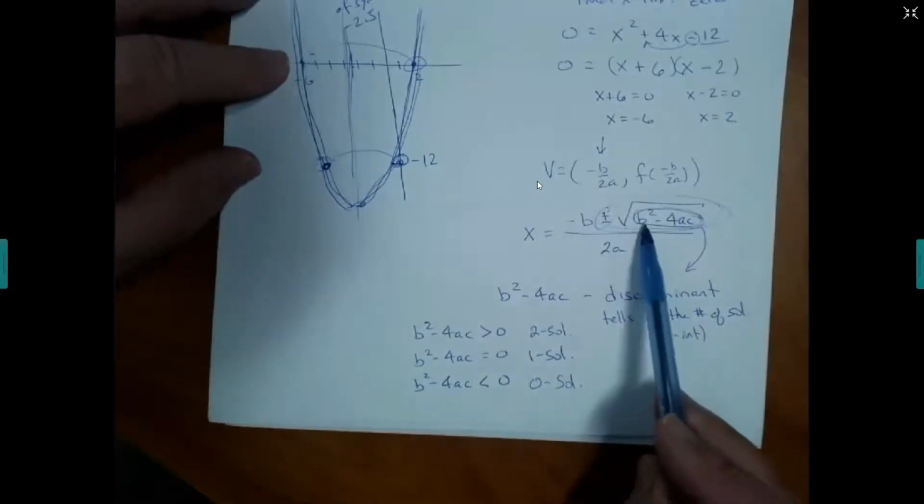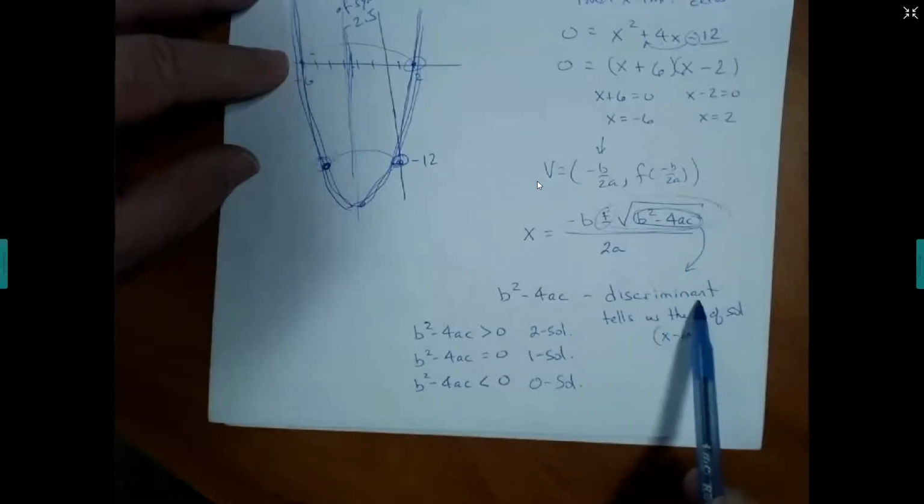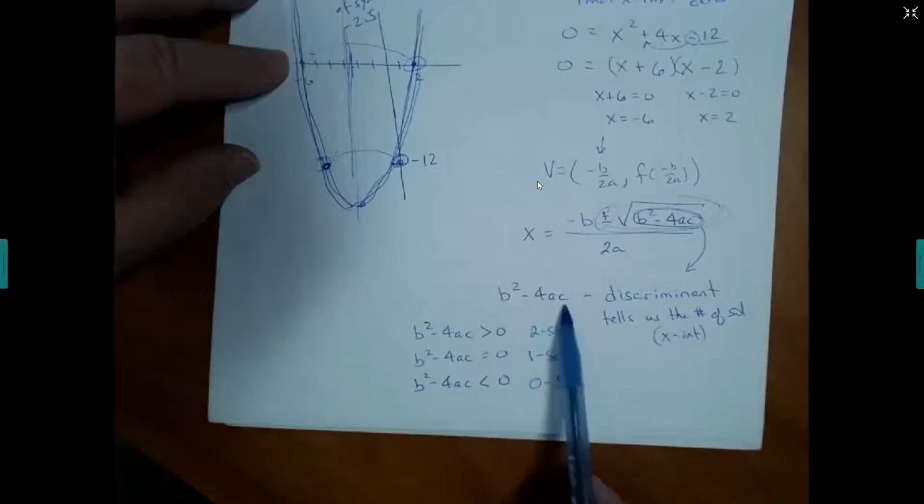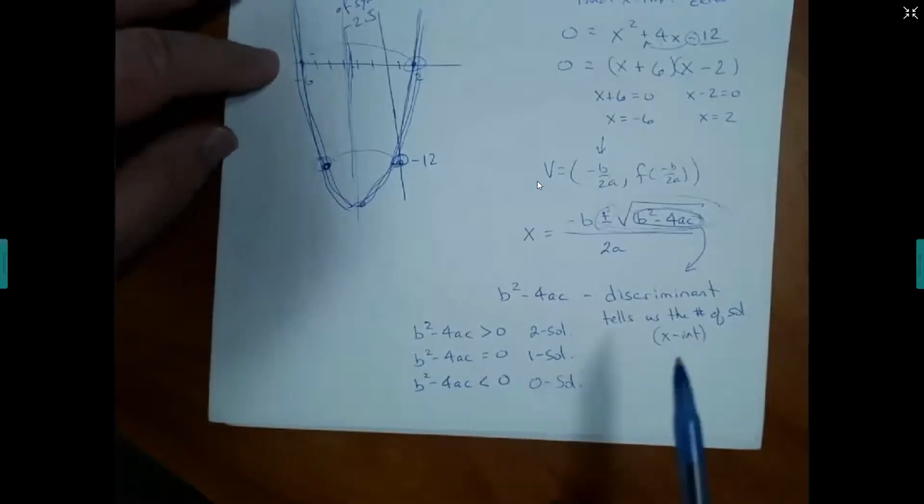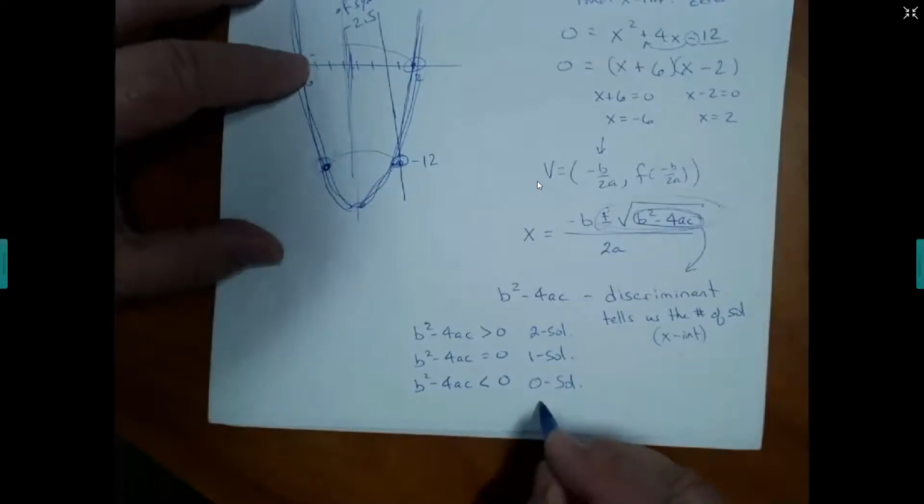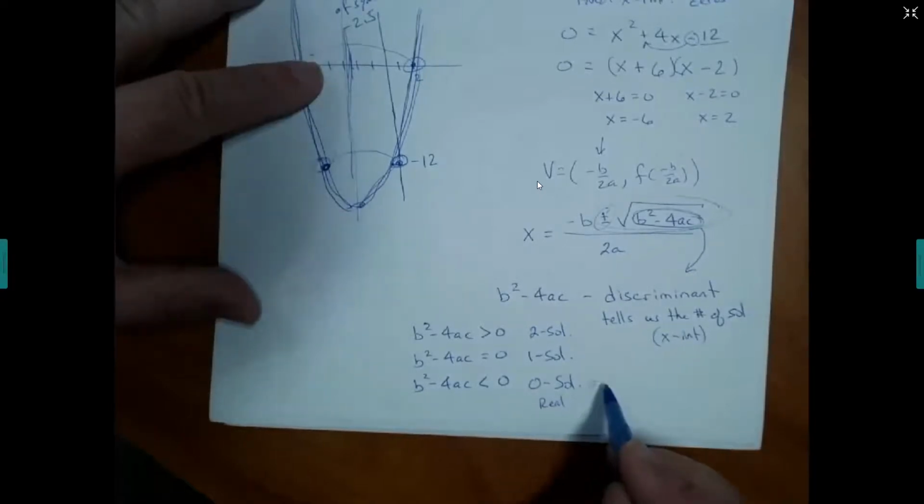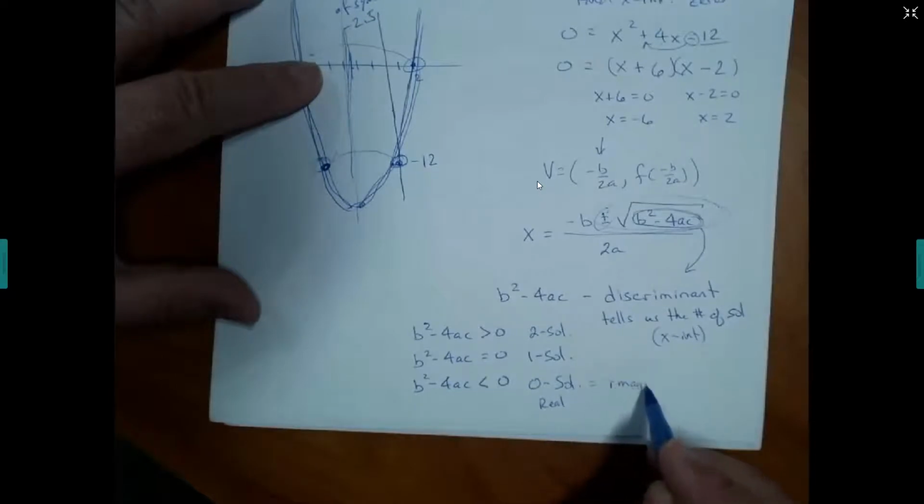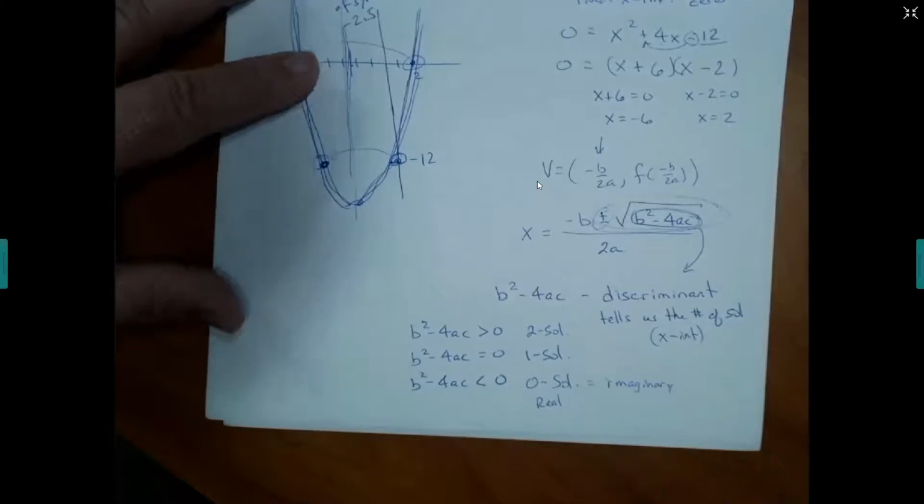So the part of the quadratic formula inside the radical is called the discriminant. It tells us how many solutions we're going to have. If that value inside is positive, we're going to have 2 solutions. If it's equal to 0, we're going to have 1 solution. And if it's less than 0, we have no real solutions. This one's going to give us imaginary solutions.